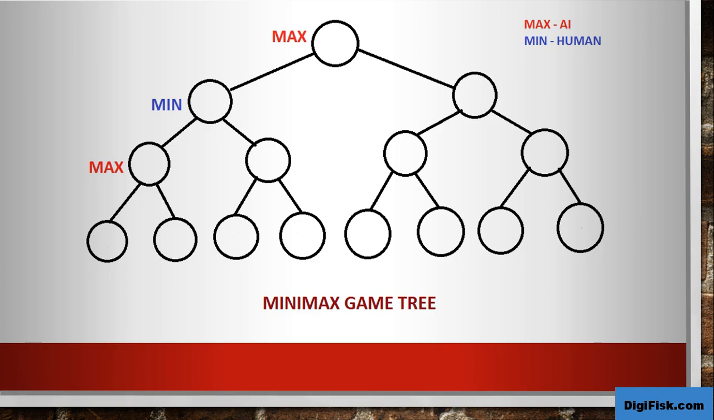So every time it's the AI's move, it'll create a new tree just like this, where the root node is the state of the game at present. Okay? So no matter where the AI starts in the actual game, when it simulates the game tree for the minimax algorithm, it'll always be on top of the tree in the max position.